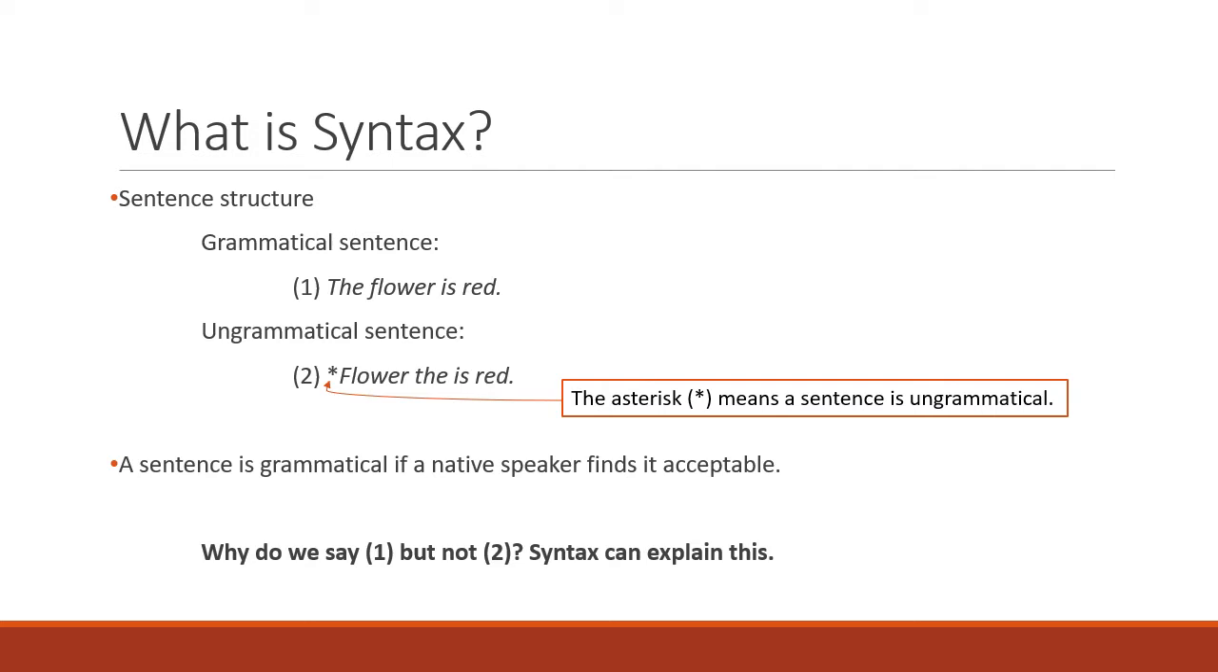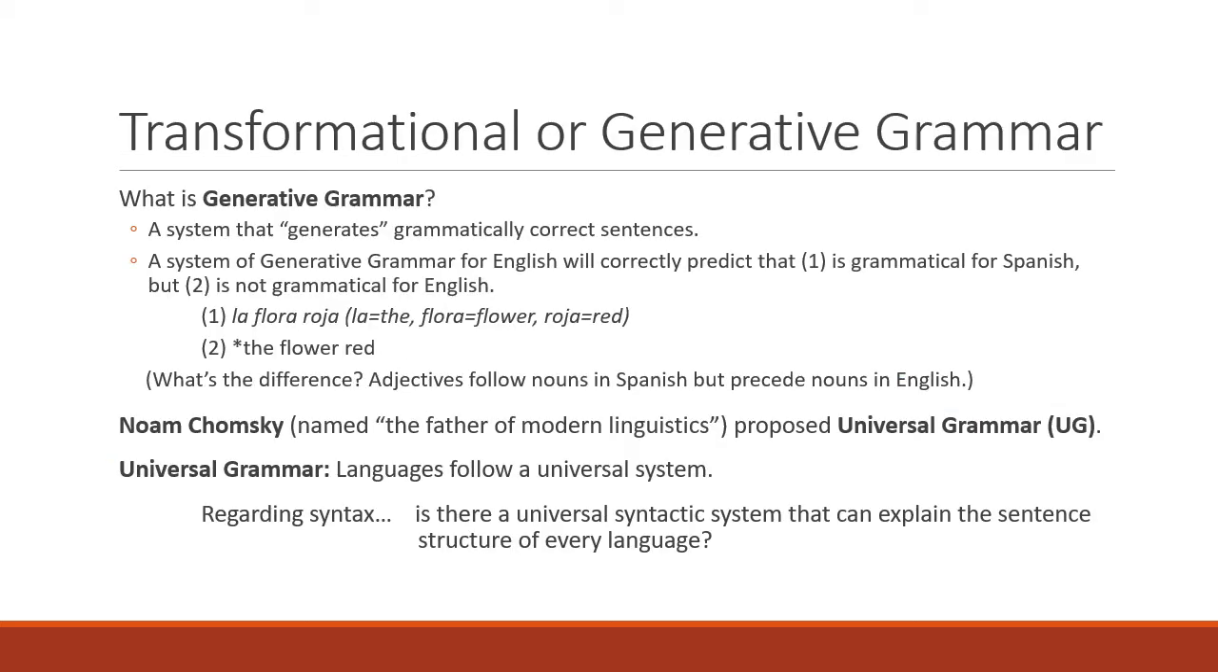So the asterisk symbol means that a sentence is ungrammatical. So you'll see this quite often in syntax. A sentence is grammatical if a native speaker finds it acceptable. So there is a language for which you are very good at syntax already inside of your mind, and you're going to work on mapping those sentences now. So why do we say one but not two? So syntax can actually explain why that is acceptable and not acceptable.